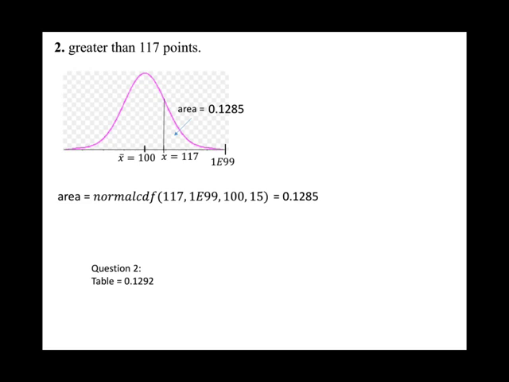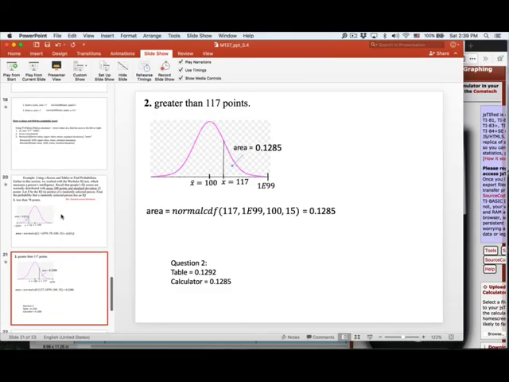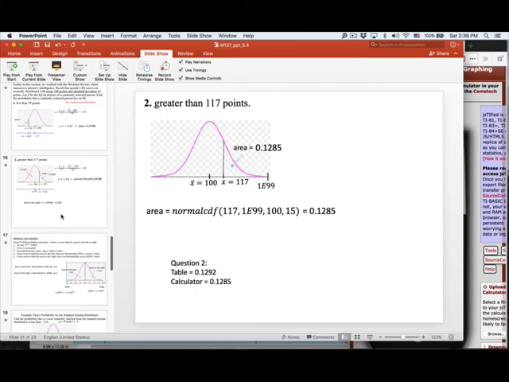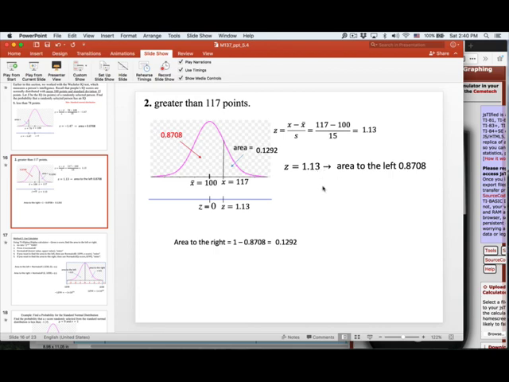Okay, I want you to double check the previous example. When we used the table A2, we got the answer 0.1292. But right now, when we're using the calculator, we get 0.1285, right? The answer is a bit different. Why? Let's take a look at the example where we used the table A2. Okay, this one. We got 0.1292 in here.